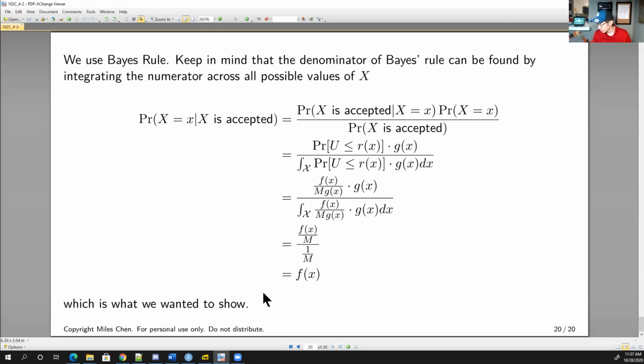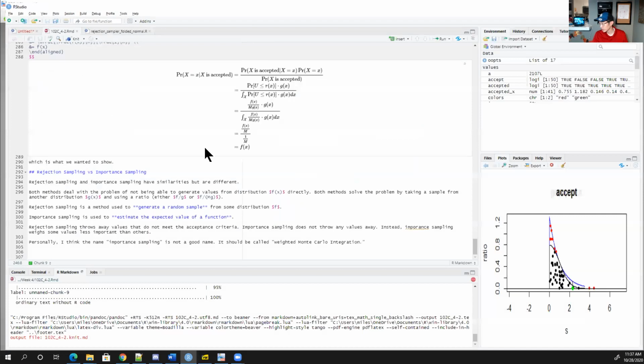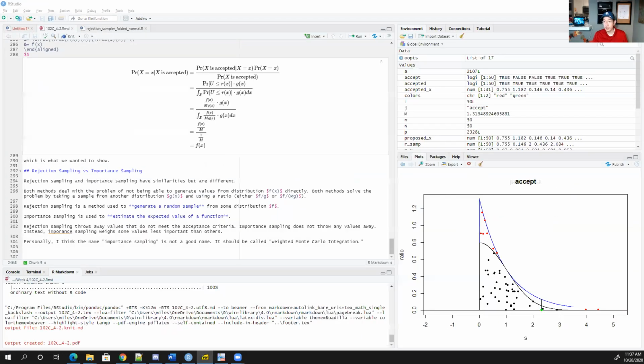So, that's that. And I wrote up, something happened. Okay. And I have one last slide here for rejection sampling versus importance sampling. Okay, oops, something happened. All right, well, I don't know what happened. Okay. Oh, here it is.